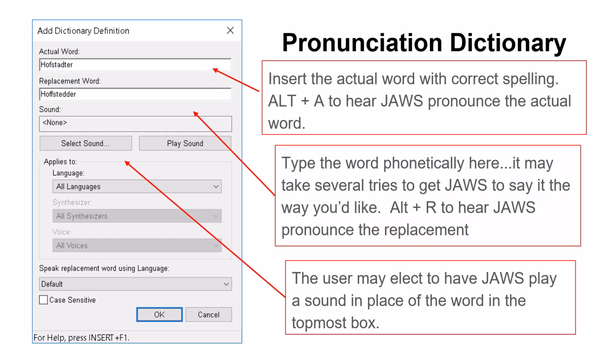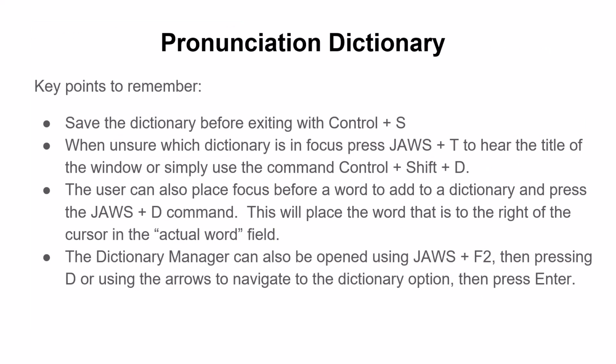Pressing Tab again will allow the user to select a sound that would be played in place of that word that was entered in the first box. And that can be handy sometimes, as I'm sure you can imagine. If you continue to navigate down using your Tab key, you'll be allowed to pick what language the replacement applies to. Most of these things don't really necessarily need to be finely tuned unless there's something in particular that you're looking for. So here are the takeaways from the pronunciation dictionary.